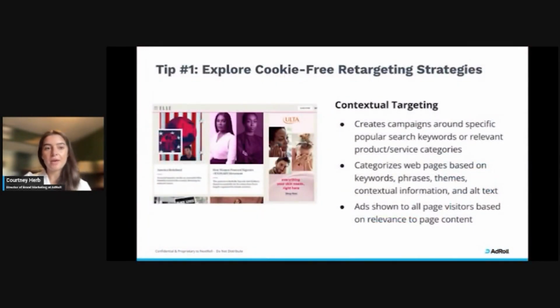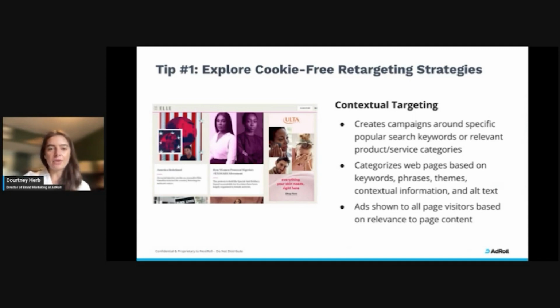So the first way would be to explore cookie-free retargeting strategies. For a while, Google kept pushing back the timeline for when third-party cookie deprecation would begin. But now that there's an official timeline, it's time to start thinking about setting up your business to be able to market and advertise in a more privacy-centric digital landscape.